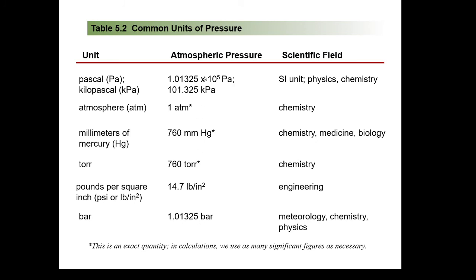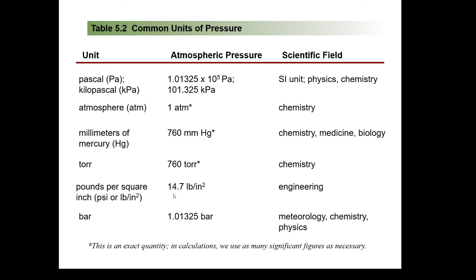Okay, these are all equivalent to each other. So 1 atmosphere is equivalent to 1.01325 times 10 to the 5th pascals, 101.325 kilopascals. Atmospheres, okay? Chemistry, that's what we use. We also use millimeters of mercury. Chemistry, medicine, and biology use that. You'll see torr, 760 torr. Chemists can also use that.